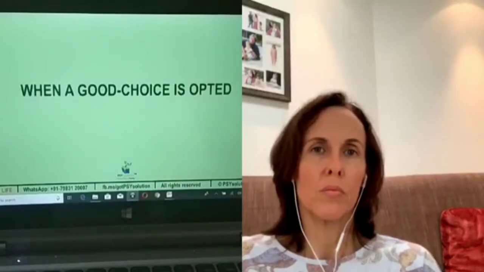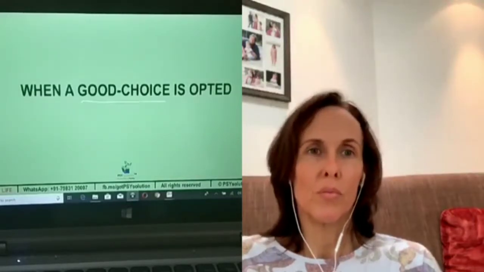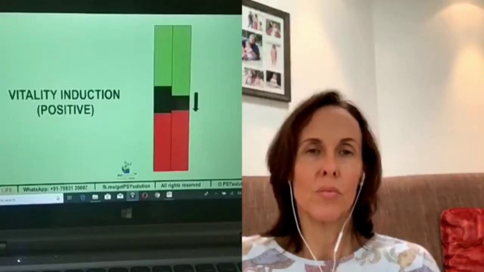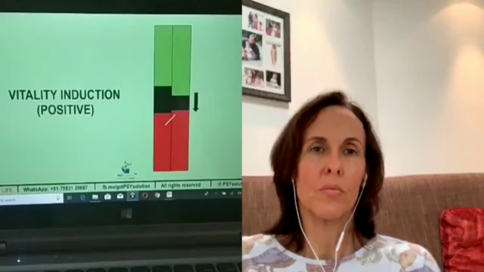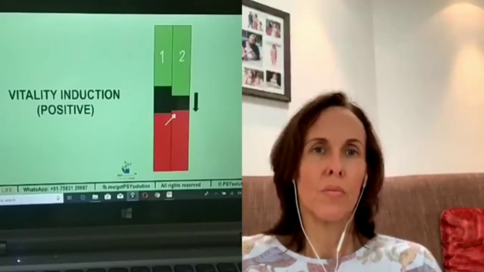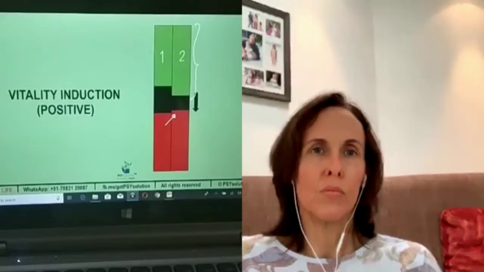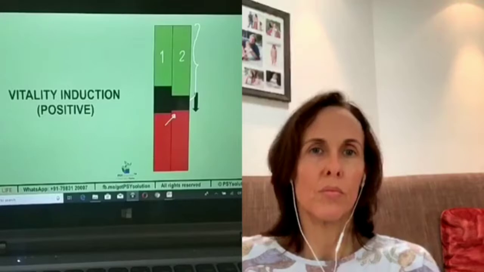Now let's see what happens when a good choice is opted. The black portion gets reduced. If you look minutely, the red portion is increasing from the first moment to the second moment, right? But even though the red portion is increasing, the green portion is increasing too. So even if you are aging, if you work on your lifestyle management, then the sense of age will not lower you in terms of the sense of life.